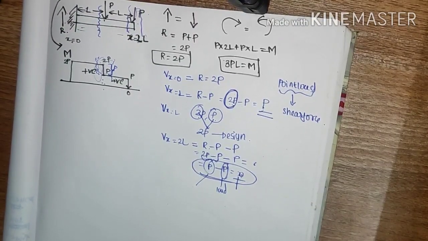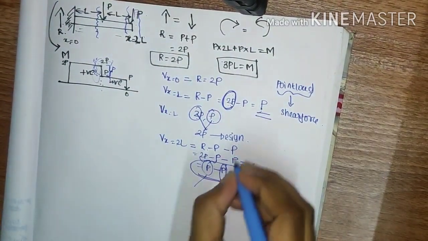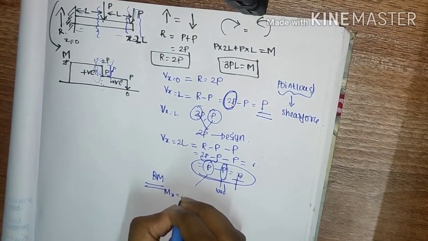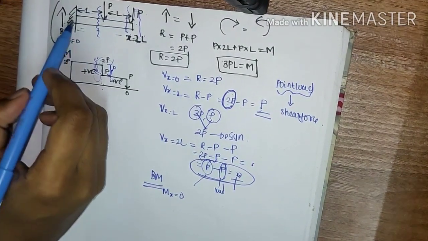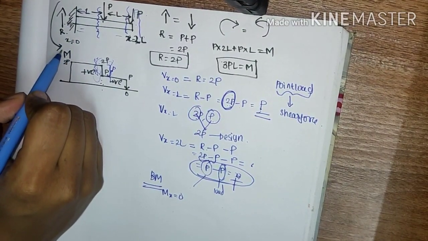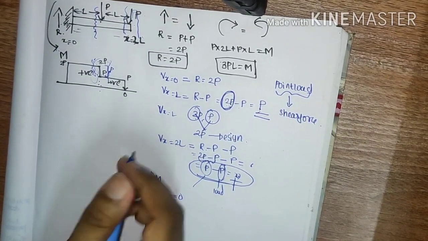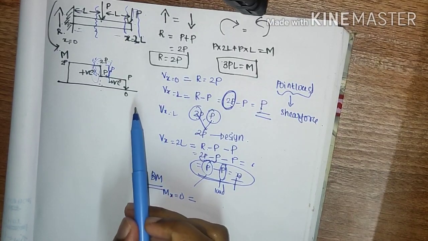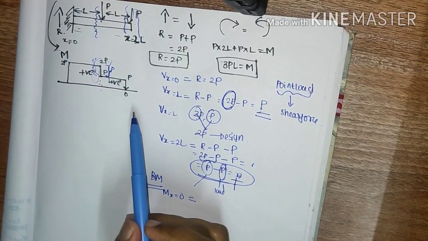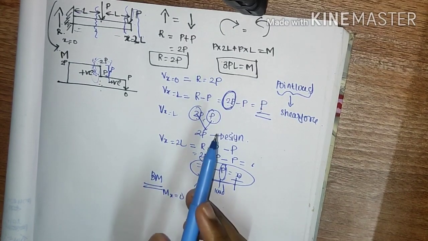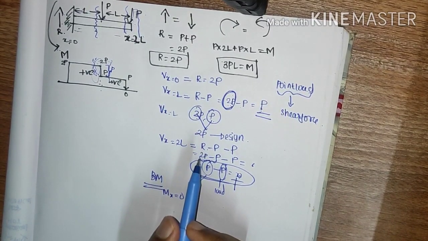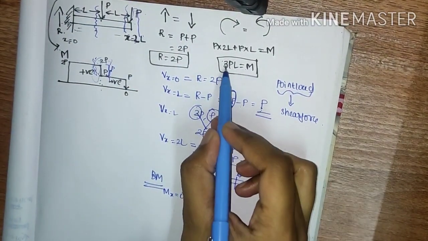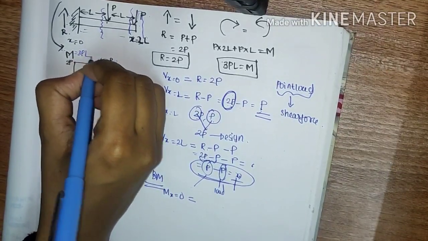Next, to find the bending moment, first find the moment at x equal to 0. The moment is in anti-clockwise direction, which we have considered. So the anti-clockwise moment at x equal to 0 will be 3PL. We got this M equal to 3PL already.